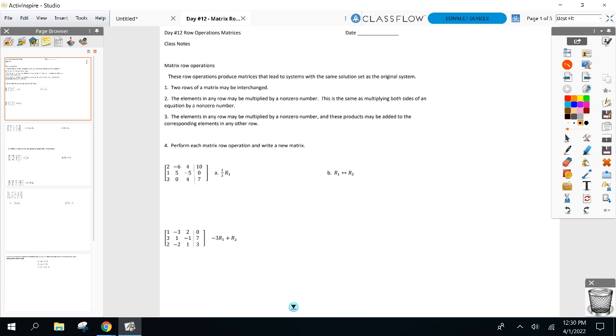Second rule, you can multiply any row by whatever number you want as long as it's not 0. Okay, you can multiply any row by you want. And this is the tougher one, the third rule you're allowed to do. You can multiply any row by you want and add it to another one.